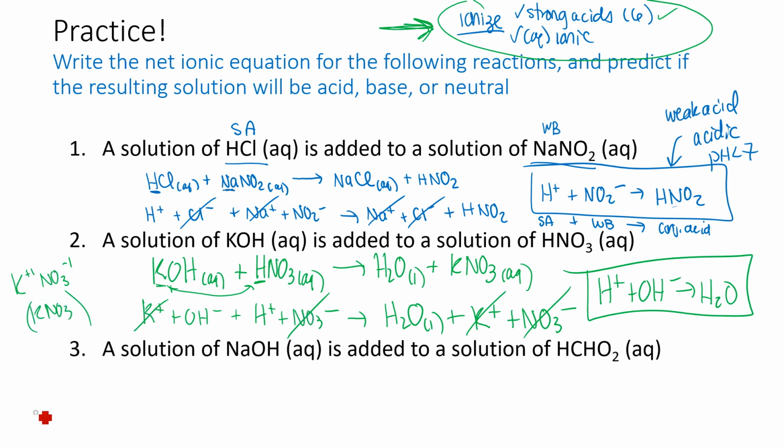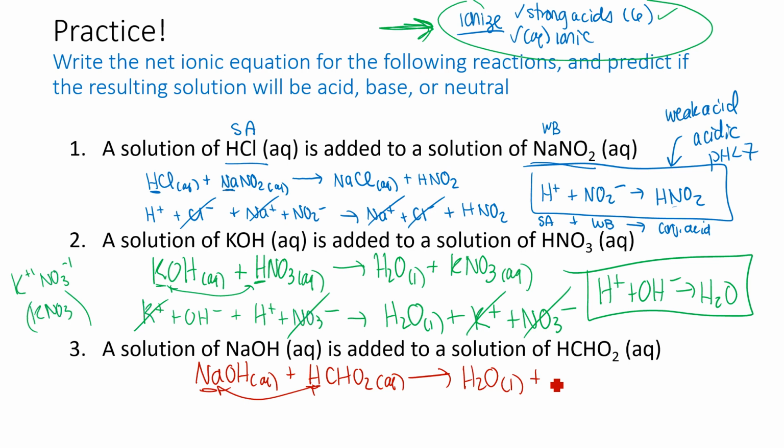All right, let's look at the last example. We've got NaOH, which is aqueous, combined with HCHO2, aqueous. Again, do a little double displacement, swap your H and your Na, and that gives you HOH, otherwise known as H2O. And then you're left with NaCHO2. I might not know what CHO2 is, but I know any alkali metal compound will be soluble. So I'm going to label that with an AQ.